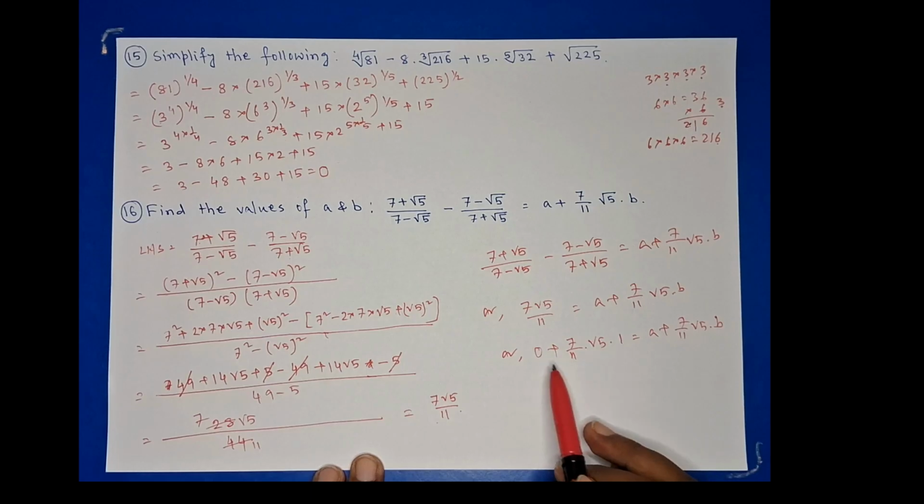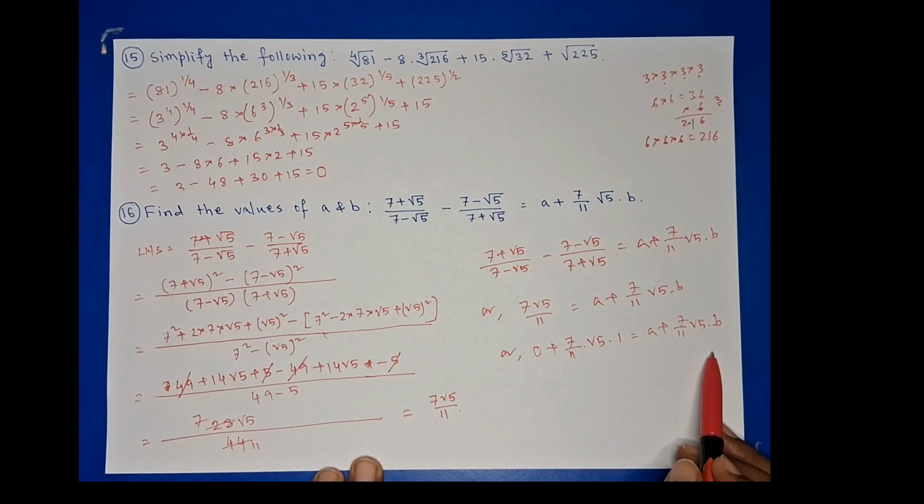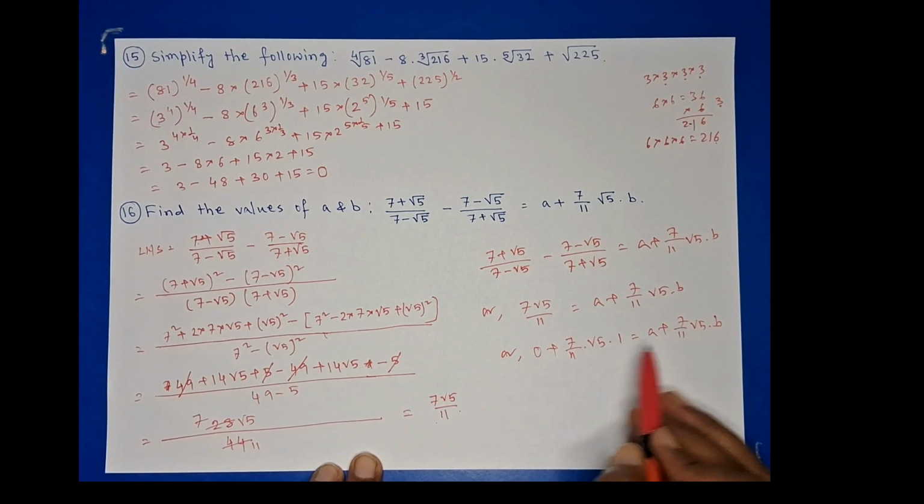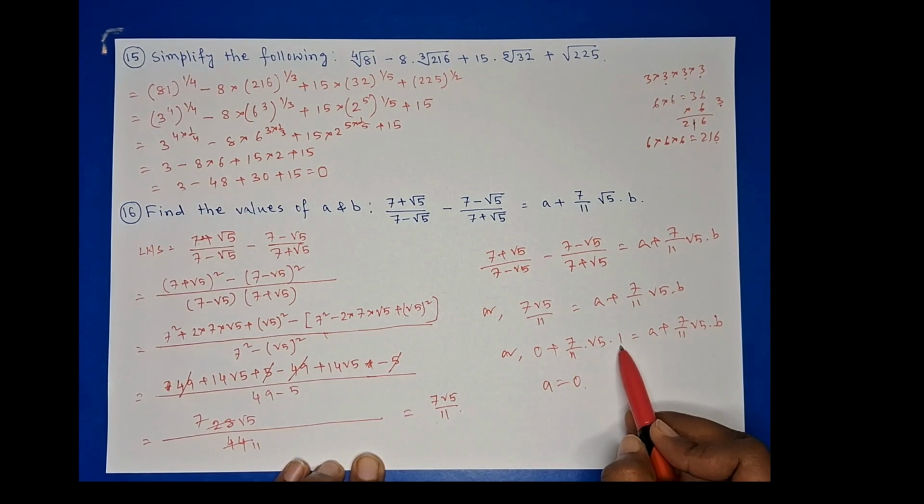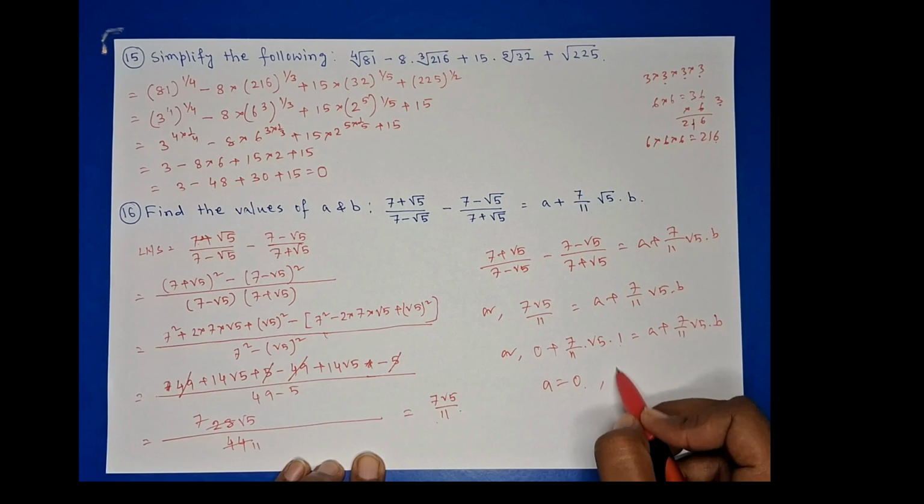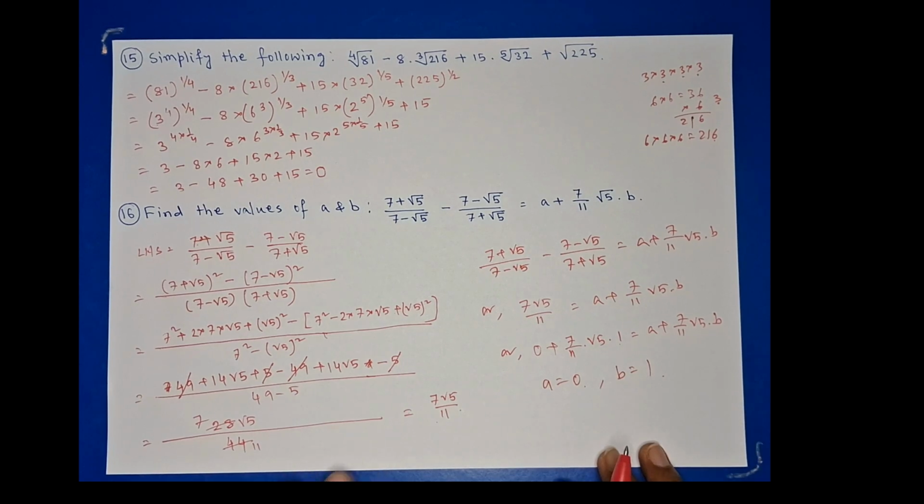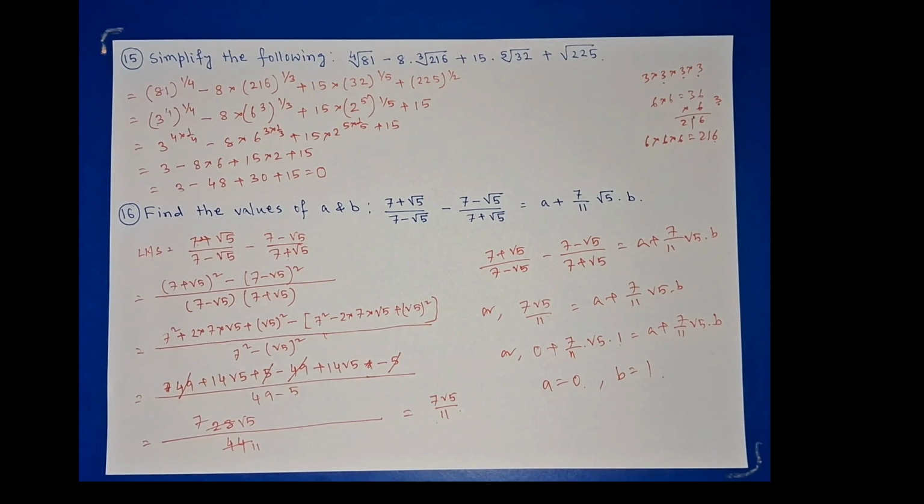Now if we match from LHS to RHS, what we will get? 0 is equal to a, so that is a is equal to 0, and this 1 is equal to b, this b is equal to 1. So we have got the values of a and b, right?